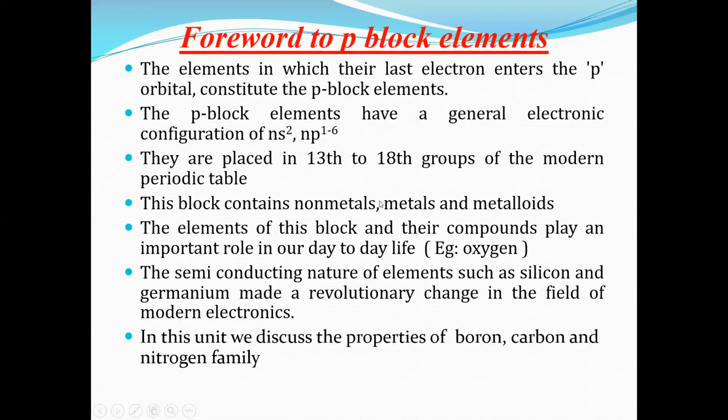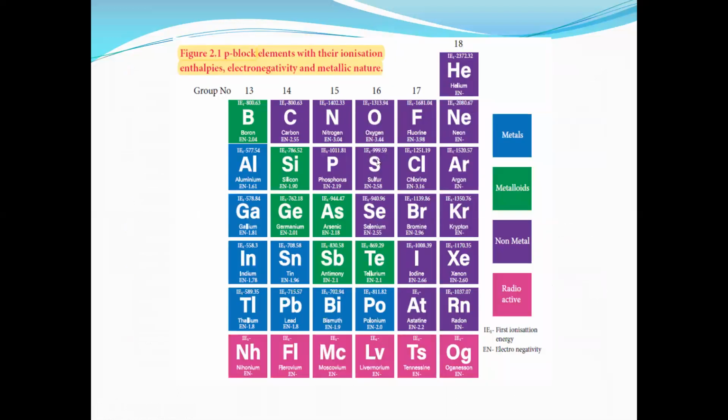The elements of this block and their compounds play an important role. The P block contains many important elements, for example oxygen. Without oxygen we can't survive on the earth. The next one is aluminium. We use aluminium in day-to-day life, for making utensils, machinery and many more things.